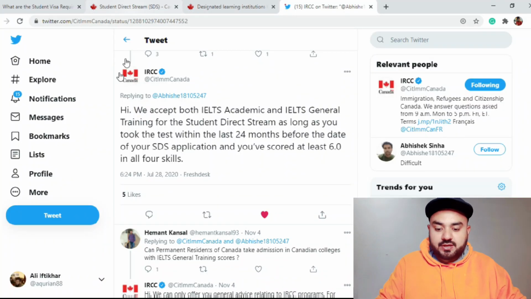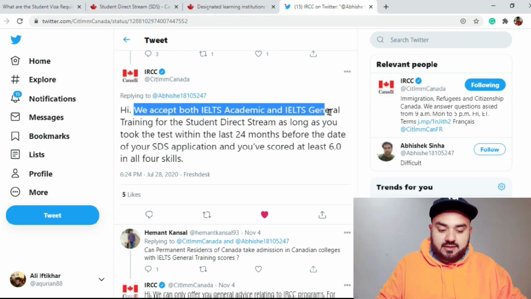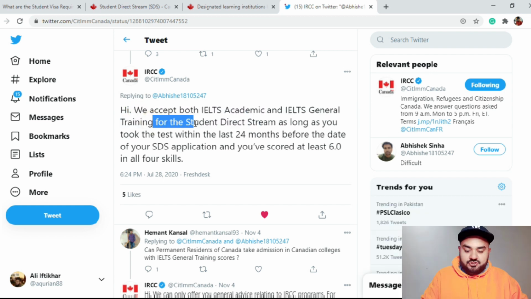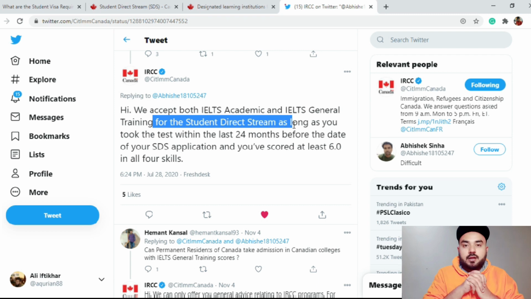that both IELTS are acceptable for SDS, as we could see on their Twitter page here, that we accept both IELTS Academic and IELTS General Training for the Student Direct Stream as long as you took the test within the last 2 years. Okay, so we know that IELTS test is valid for 2 years. And for SDS, you could give IELTS General Training. You would still be admissible for SDS.